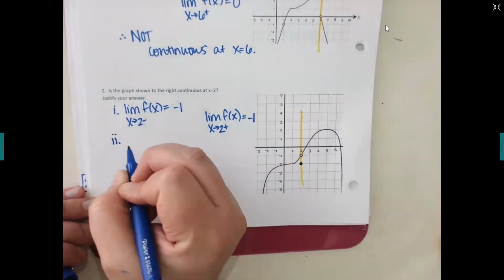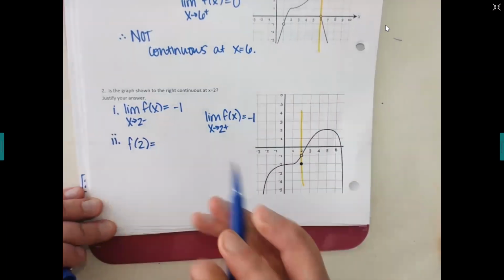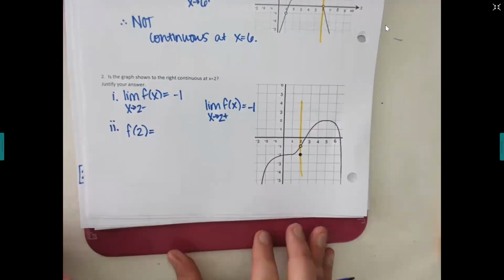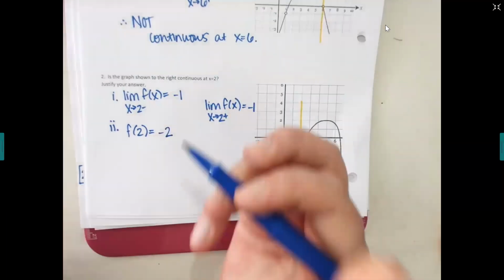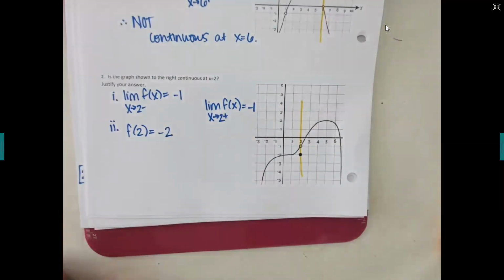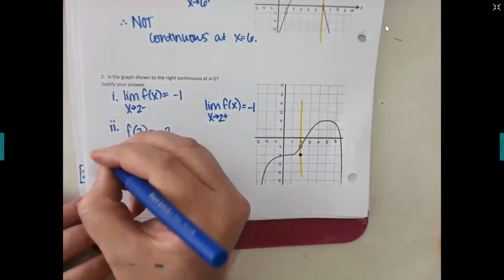Okay, step 2 says that f of 2 has to be defined. Now remember, f of 2, what kind of circle am I looking for? Closed circle. So if I come out here to 2, I'm looking for a closed circle and I have it. Where is it? -2. So condition number 2, I do have a closed circle. Then I move on to condition number 3.